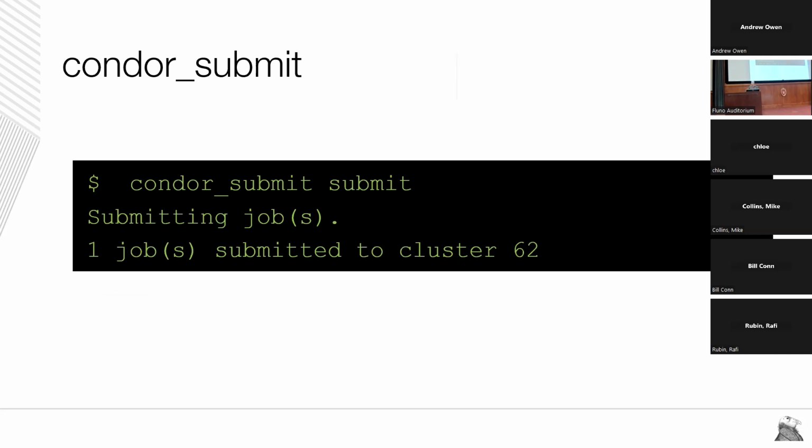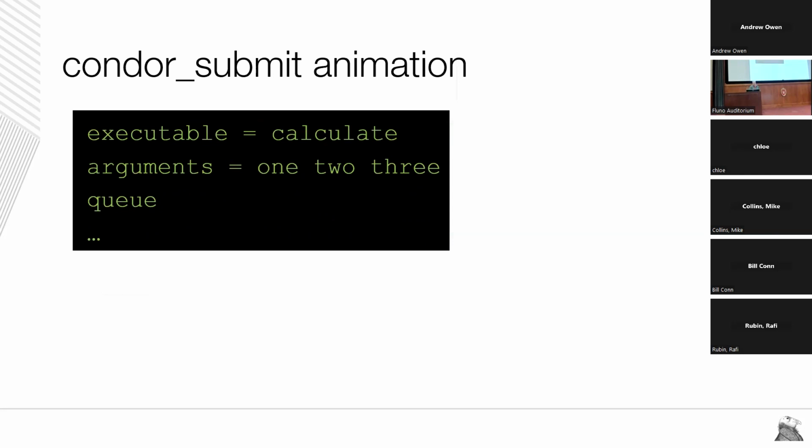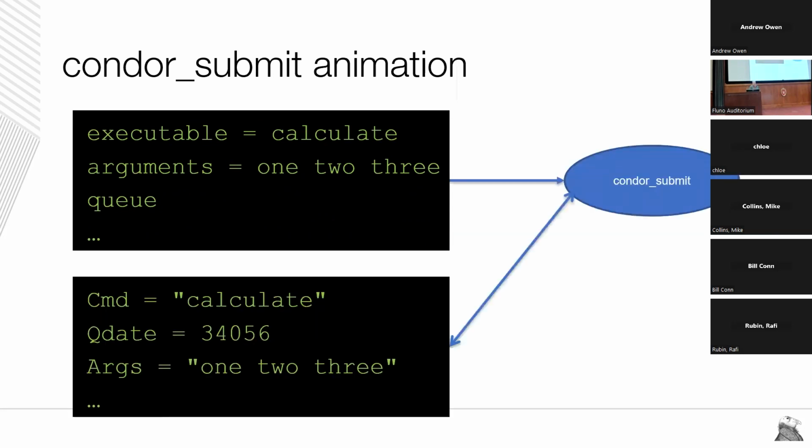So, condor_submit. Hopefully everyone knows what condor_submit does. It looks like this. And what actually goes on behind the hood is the condor_submit tool talks to the schedd and sends it a ClassAd. The condor_submit language, what TJ called the JCL, for those of you who know what IBM is, we translate the submit file language into ClassAds and send that off to the schedd.